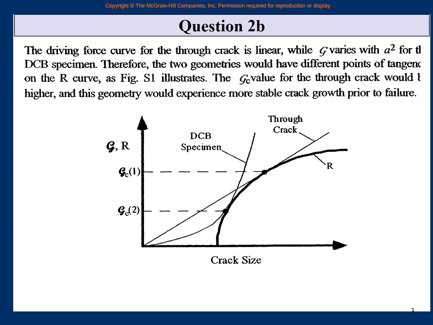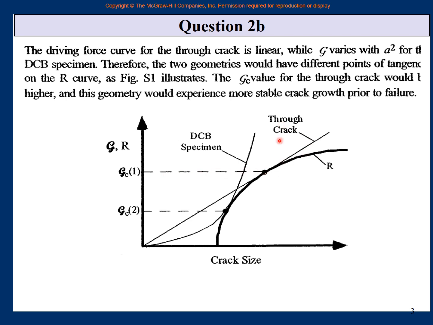Now you start here and make a straight line which will become tangent to this rising R curve. This is the line for the through crack. Then make a rising curve, not a decreasing slope but an increasing slope, which will also be tangent at some point. An increasing slope goes like this, a decreasing slope goes like this. So this is the DCB specimen because it is non-linear. Once you have done that, the tangent point is the GC.